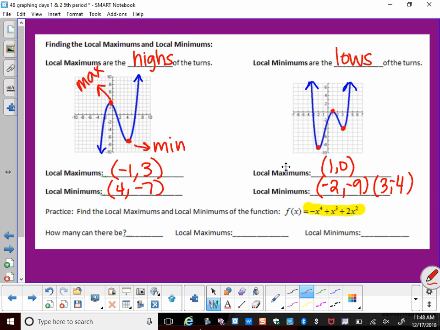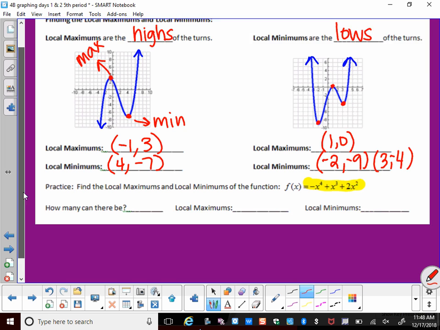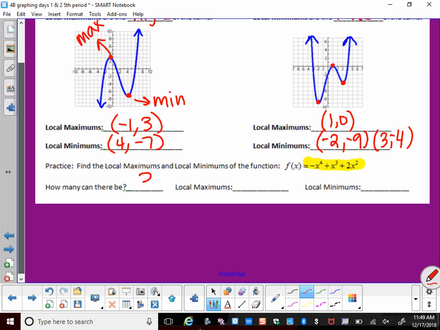Alright, so there should be how many turns? Sorry, there's how many max and mins. Your number of max and mins are the same as your number of turns. So if I know that my highest exponent is 4, 1 less is my turn, right? So there's how many local maximums? There's 3 total, so there can't be 3 maximums. So 2 maximum, so that means 1 minimum? Okay.